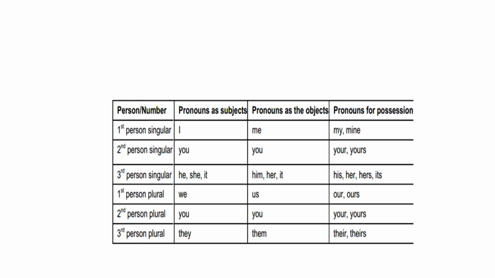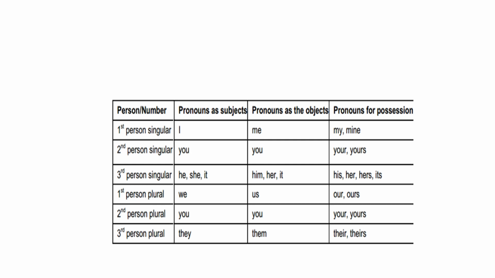Here you can see another table. Here we have highlighted the person and number, the first person singular. We can use the pronoun as a subject I, as the object me, then for possessive cases we can use my and mine. For second person singular, as a subject you can use you, the pronoun as object will be you again, and then for possession will be yours and your.